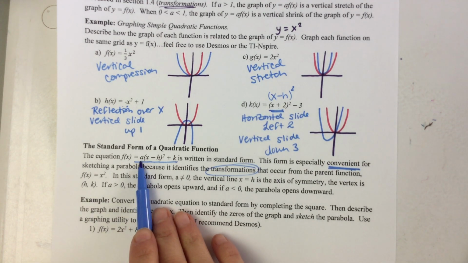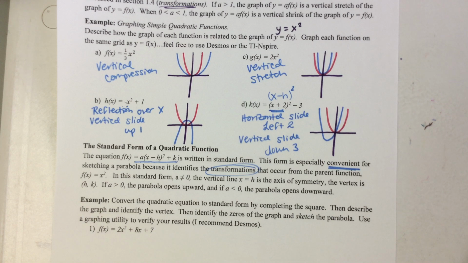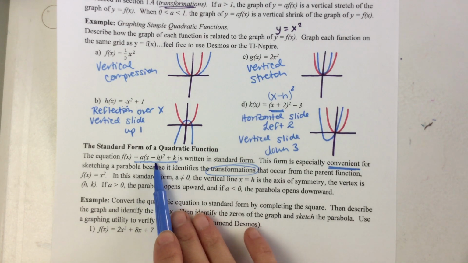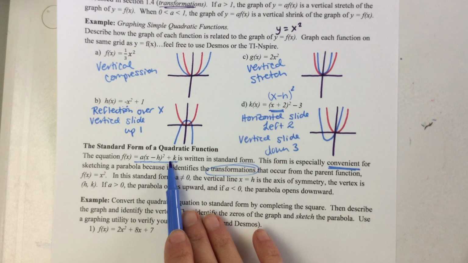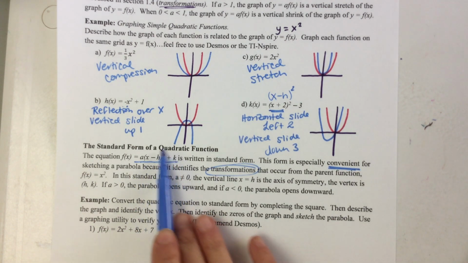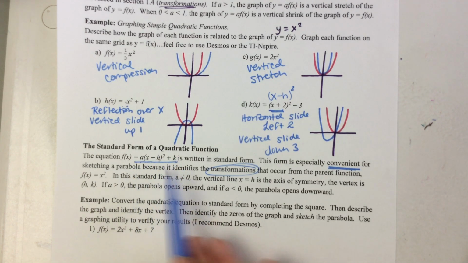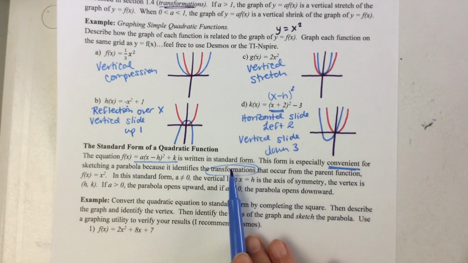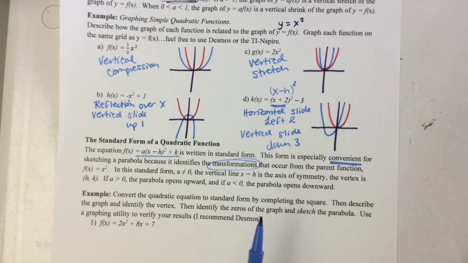The value out front, if this is bigger than 1, it's a vertical stretch. If it's less than 1, it's a vertical compression. If there's a negative out front, you're flipping it upside down. Adding or subtracting in parentheses, you know if you're going to the left or the right. Adding or subtracting at the end, you know if you're going up or down. So this, they call it the standard form. A lot of it is because of its convenience, being able to identify the transformations.